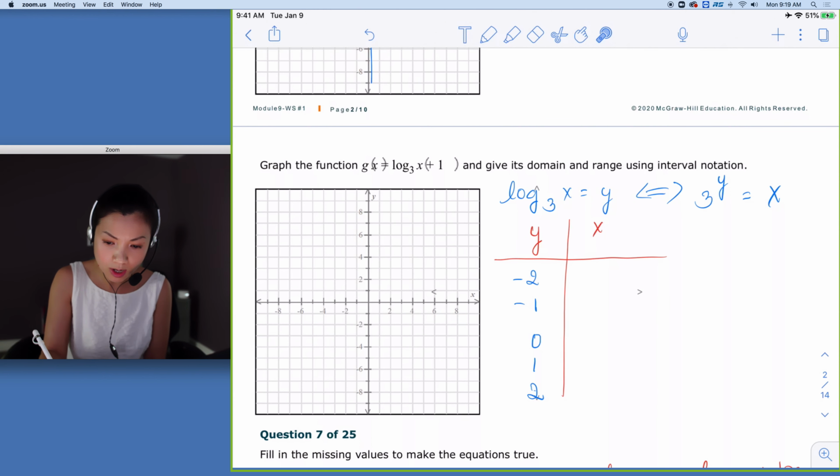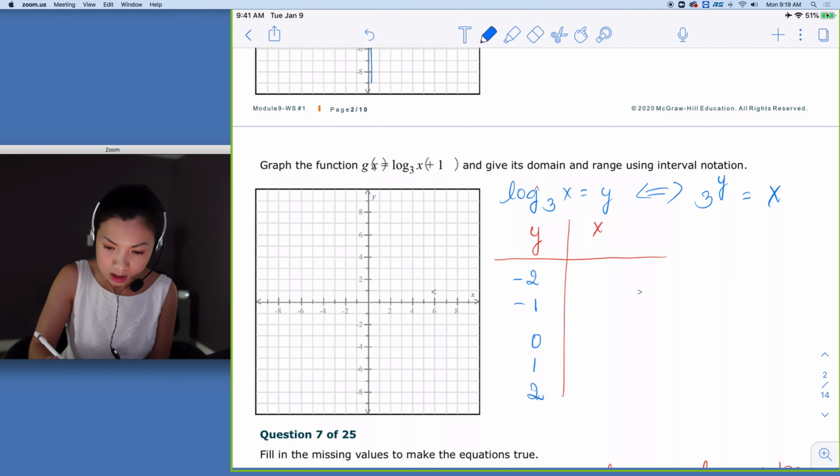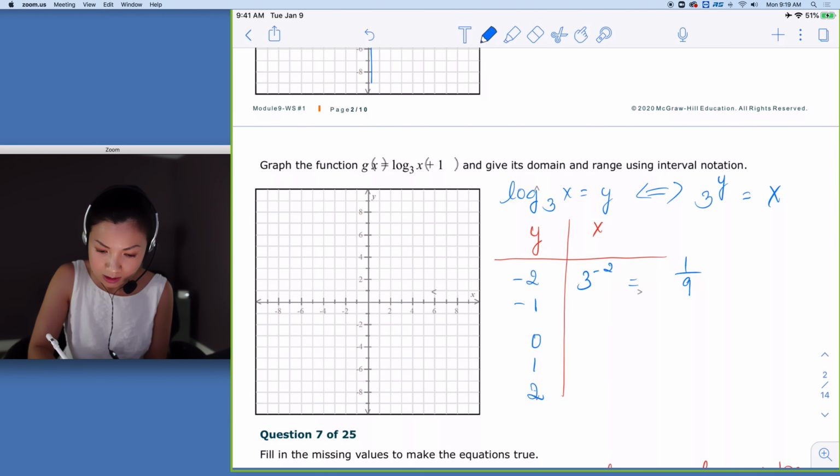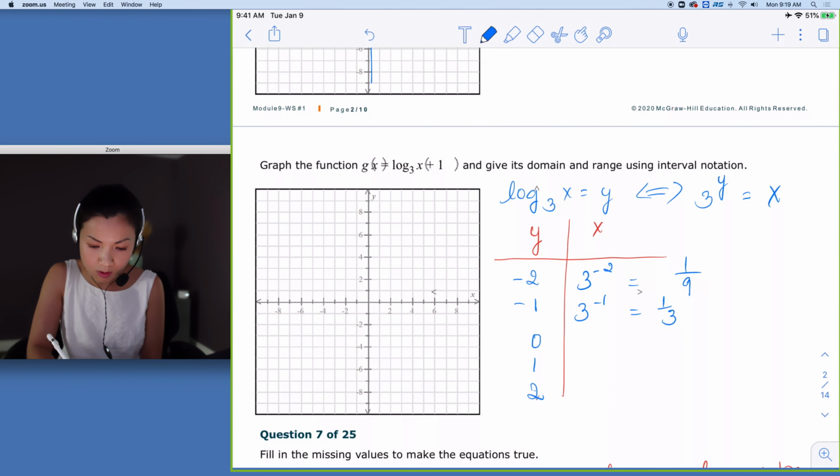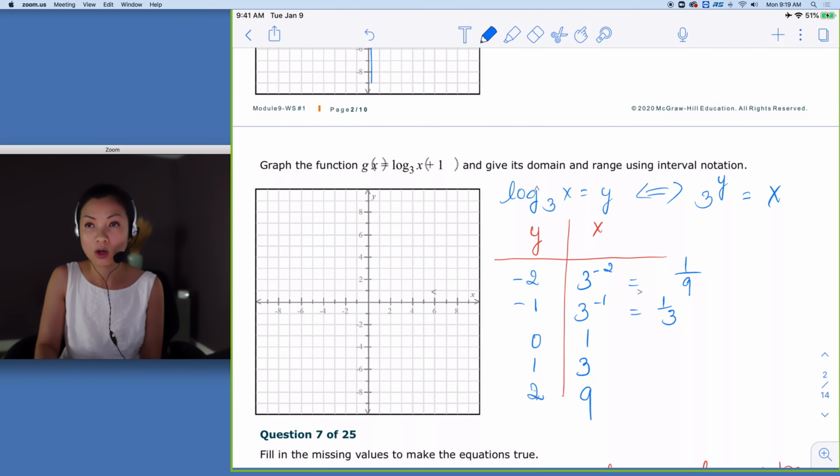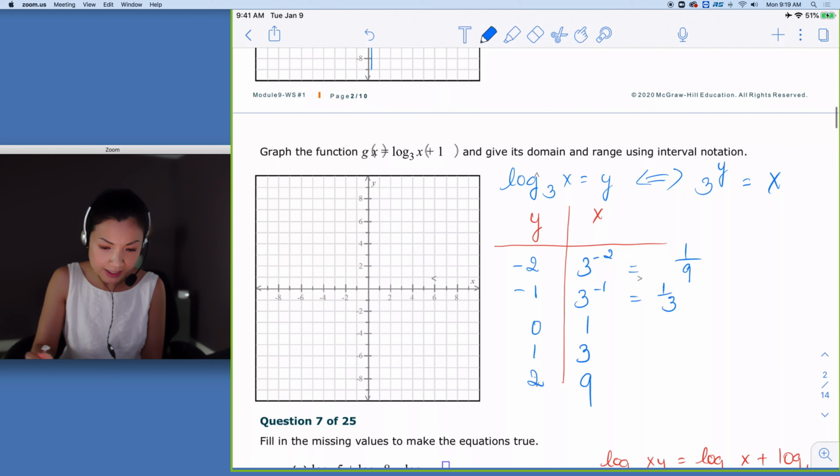You see right here, we have 3 to the y power equals x. Okay, so I'm going to plot the points. 3 to the negative 2 is 1/9. 3 to the negative first power is 1/3. If I plug in 0, I'm going to get 1. I plug in 1, I'm going to get 3. I plug in 2, I'm going to get 9. Okay, so let's do this. So same idea, okay?